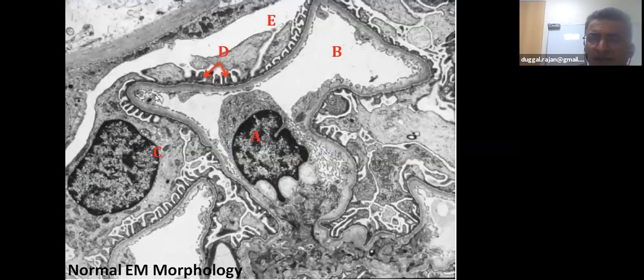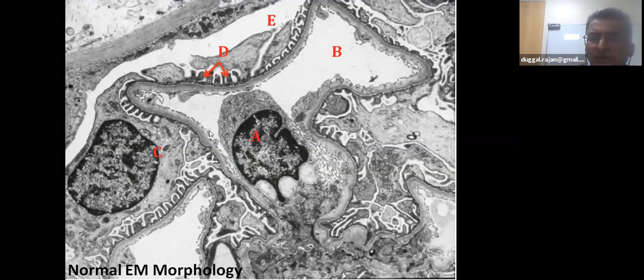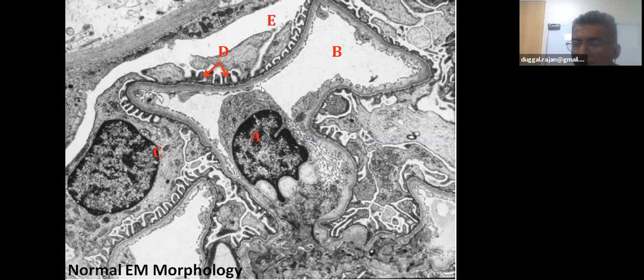This is just to highlight how the normal ultrastructural morphology of a glomerulus looks. So this is the normal ultrastructure image of a glomerulus, an electron microscopic image. You can see this is the Bowman's capsule. The cell which is adherent to the Bowman's capsule is a parietal epithelial cell. This empty space is the urinary space. This is one capillary loop. You can follow this capillary loop from here to here. So this is the inside of the capillary loop.